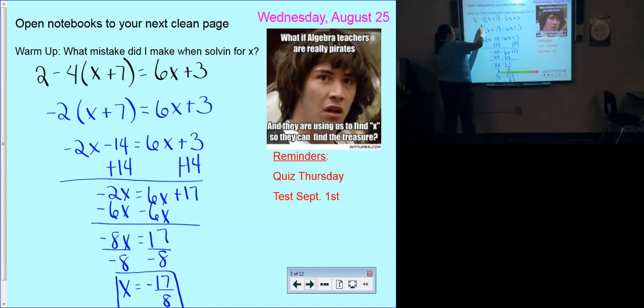Notice at the top here, I had all of this. A common mistake a lot of people make is that they take this 2 and this 4 and they go ahead and combine them. That is the wrong step, everybody. That is what I did wrong here, I added those together. I did 2 minus 4 to give me -2, but that is not what you want to do. You want to distribute that -4 to the x and to the 7. That is what should have been done on this problem.